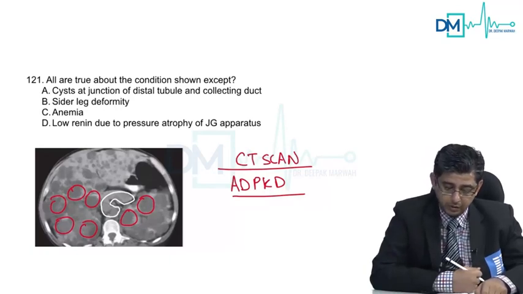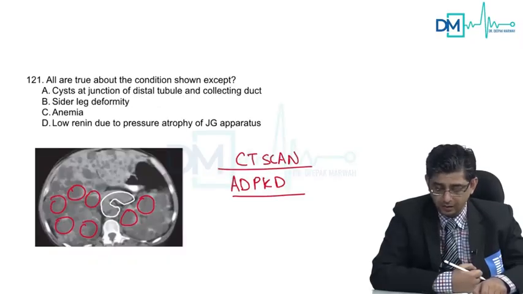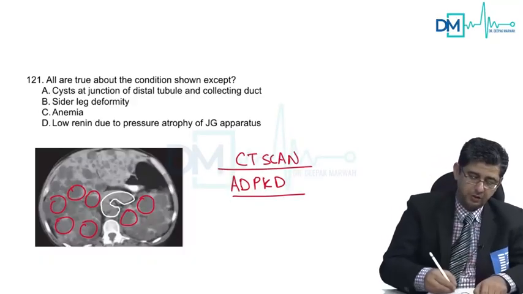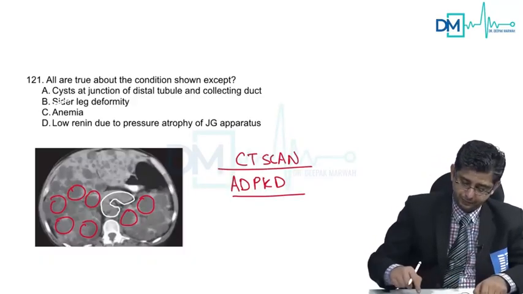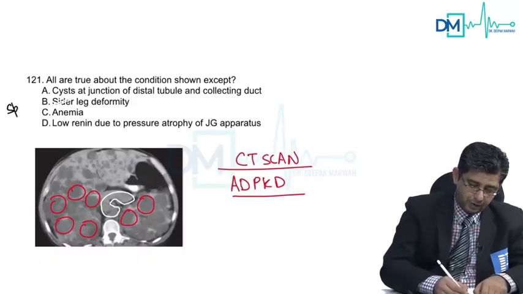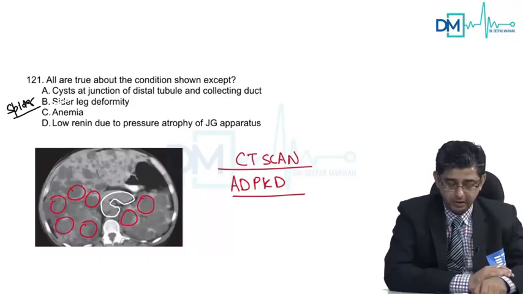So the question says that there are cysts at the junction of the distal tubule and collecting duct. Okay, cysts are present involving the kidney structure. Spider leg appearance can be seen in the patient. Spider leg appearance is a feature that is seen with autosomal dominant polycystic kidney disease.